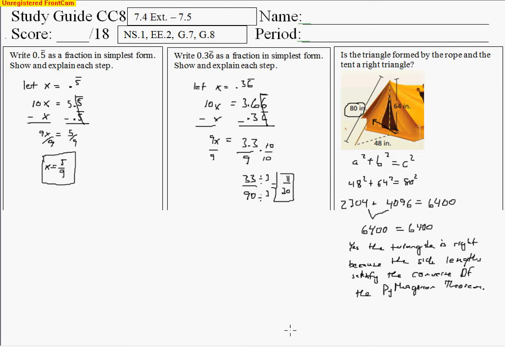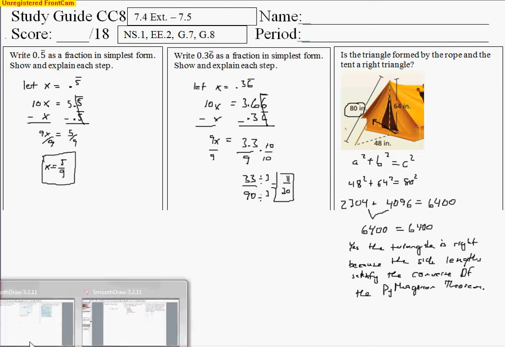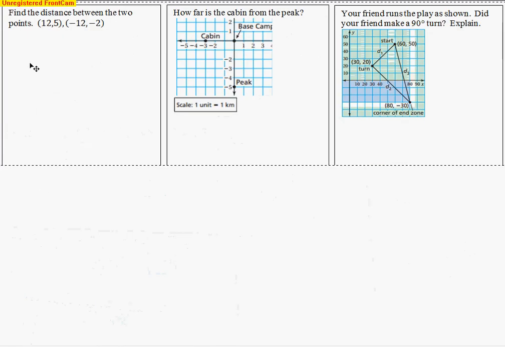Alright, so let's move on to the next set of problems here. It says, find the distance between the 2 points. And so what we can do is we can use the distance formula. You can always sketch a coordinate plane and plot the points and then find the distance between those points horizontally and vertically, or we can use this distance formula. The distance formula goes this way.